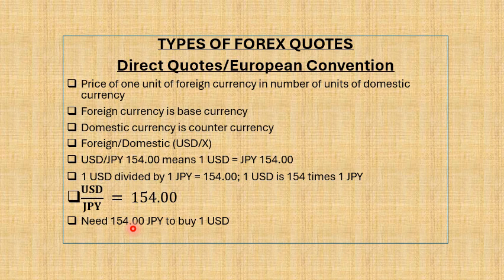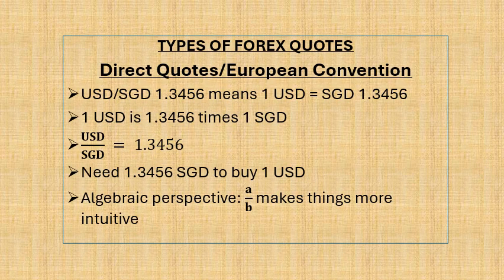A quote of USD SGD 1.3456 means 1 USD is equal to Singapore dollars 1.3456. That is, 1 USD is 1.3456 times 1 Singapore dollar, or USD divided by SGD is 1.3456. If you want to buy 1 USD, you will have to pay 1.3456 Singapore dollars. This algebraic perspective, or A by B notation, makes things more intuitive, especially when we derive forex rates from two given rates, as we will discuss later.